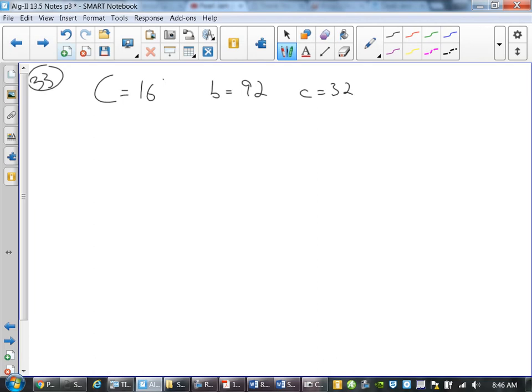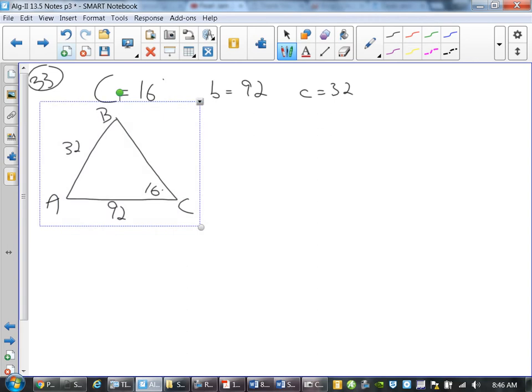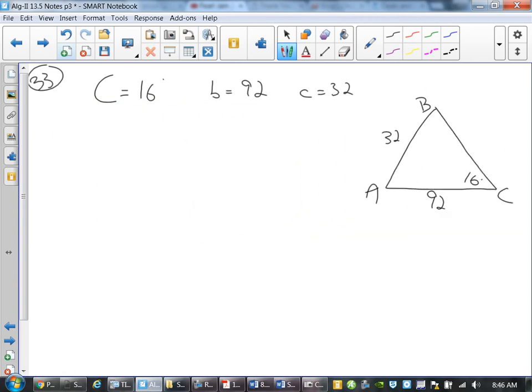So, again, start by drawing it. 16 is acute. 32 is smaller than 92 last time I checked. So this is your setup where you might wind up with the double triangle. Which angle is this forcing you to find first? B. It's forcing you to find angle B because you have the side opposite. So, law of sines. Sine of 16 is to 32 as sine of B is to 92.